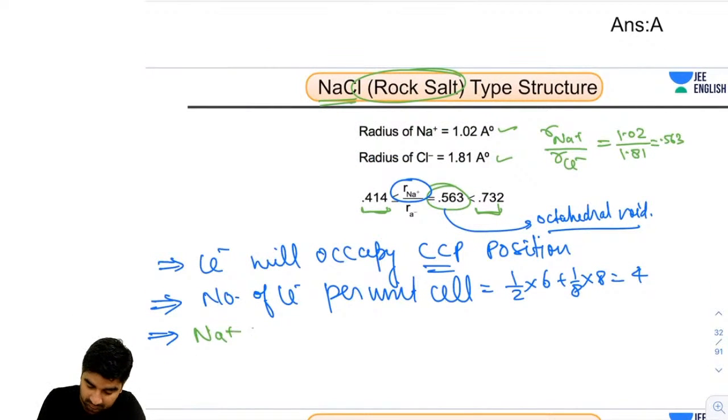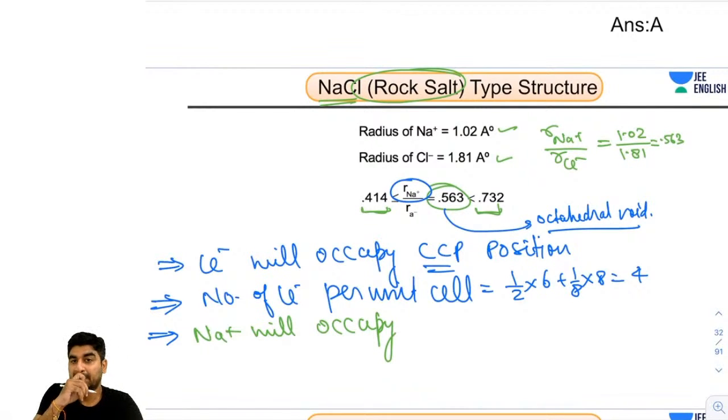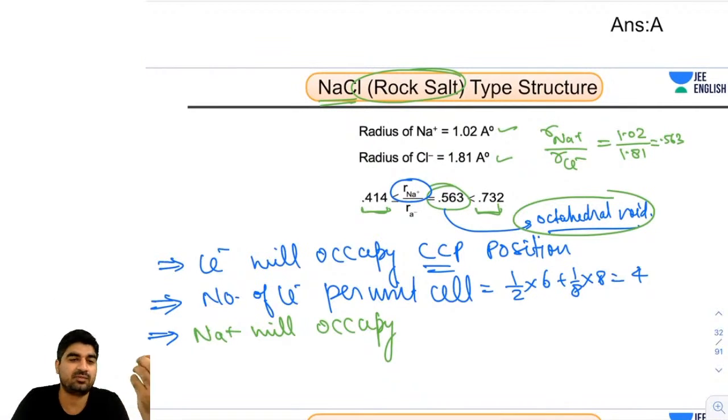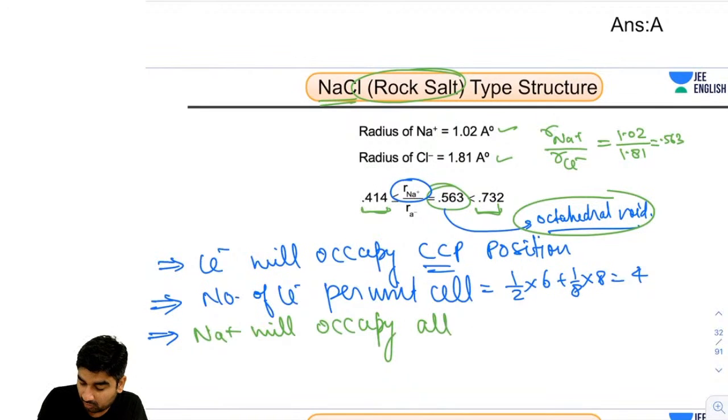Na plus will occupy what type of void? Octahedral void. Because octahedral void and tetrahedral void are formed in hexagonal closed packing, HCP, and FCC. So in ionic crystal, we will be mainly dealing with FCC. There is no HCP. So wherever tetrahedral or octahedral is talked about, just take it as FCC. So Na plus will occupy all octahedral voids. And now you know where are the positions of the octahedral voids.